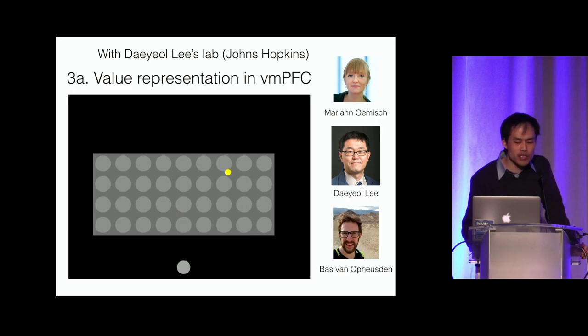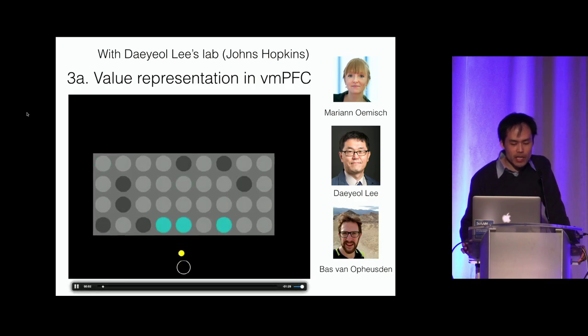Now, this is a very ambitious project that Dale Lee and I started, and maybe too ambitious, but we're looking at value representation in VMPFC in non-human primates, macaques who are playing four in a row. So, of course, you have to train people to play four in a row, train monkeys to play four in a row, and we're still in the middle of that training process. So we started just by having the monkey complete a three in a row, but this is a movie of where the monkey is right now.